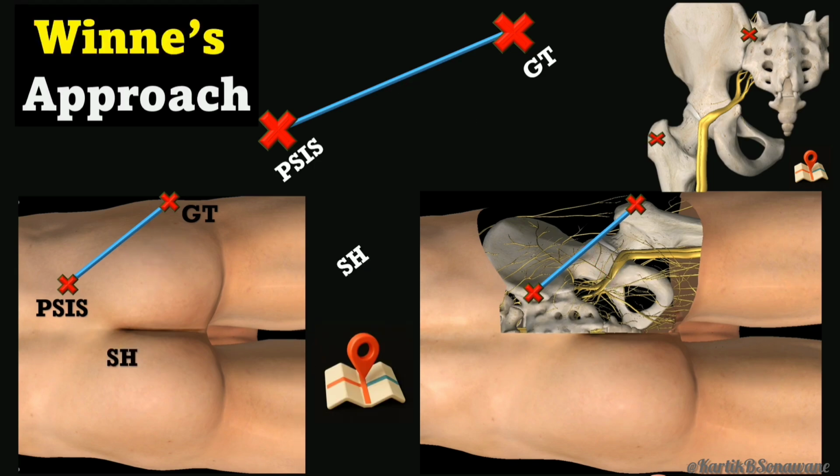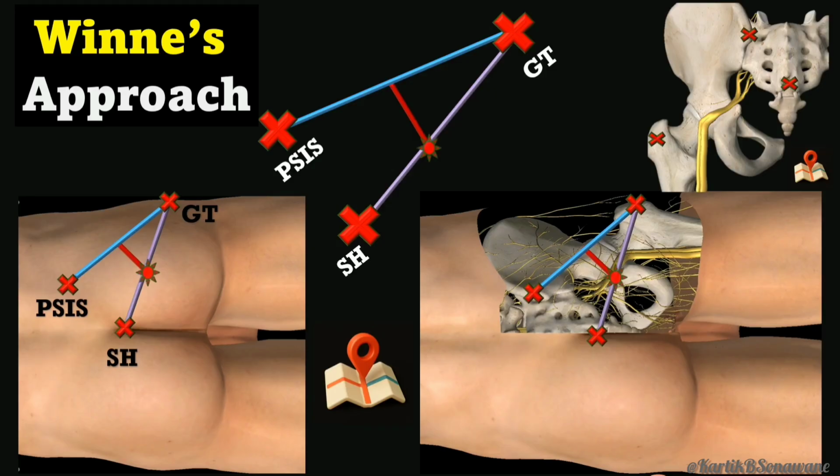The Winnie's approach is a modification of Labatt's technique. In this approach, an additional line is drawn connecting the greater trochanter and sacral hiatus. A perpendicular line is dropped from the midpoint of posterior superior iliac spine and greater trochanter line. The needle entry point is at the intersection of this perpendicular line with the GT and sacral hiatus line.